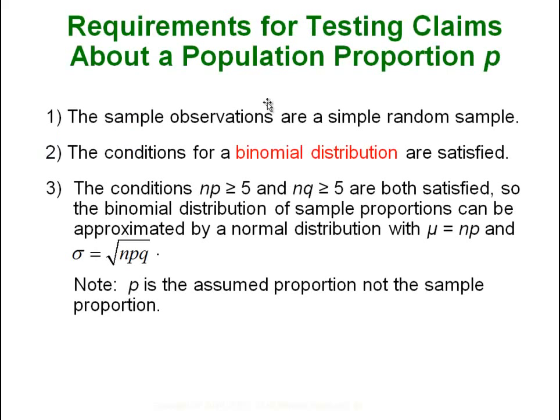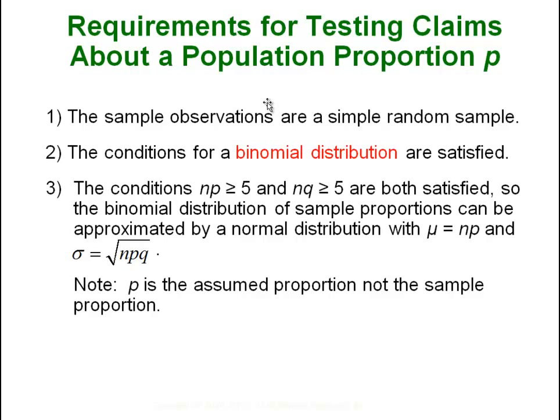Just like all the other tests, we always have requirements that have to be met in order for these tests to be valid. The first is that we have to have a simple random sample. That's always going to be the case. We need to have the conditions of a binomial distribution satisfied, and if you don't remember what those are, go back and review your notes. We also have to have the additional condition that n times p and n times q both have to be greater than or equal to 5. So whatever your p is, your q is 1 minus that. Your sample size n just has to be large enough so that when you take n times p and n times q, you get a number bigger than or equal to 5 for both of those.